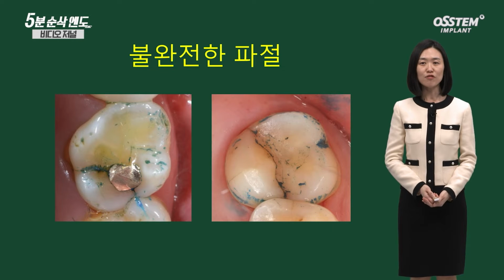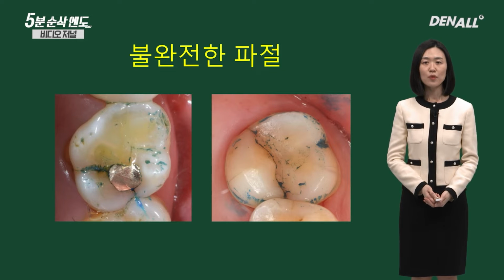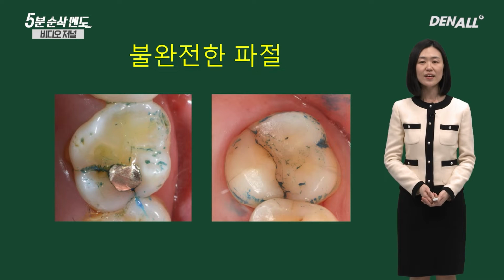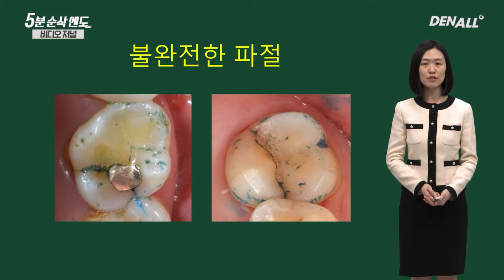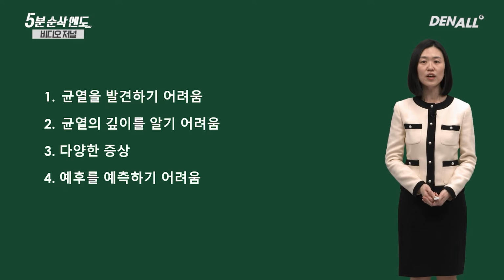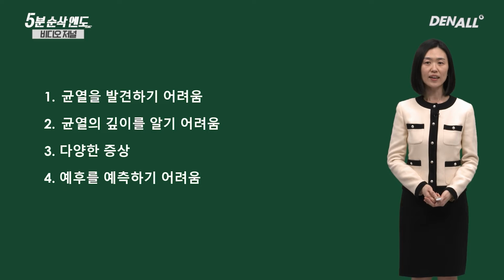The definition of cracked tooth may vary, but in general, we call a cracked tooth an incomplete fracture following the tooth axis from the occlusal surface. In order to diagnose it, I use methylene blue or a transilluminator. The difficulty is to find the crack, and it's difficult to understand the depth and anticipate the prognosis.